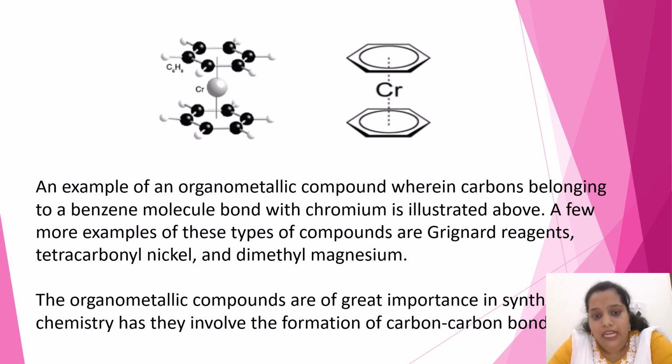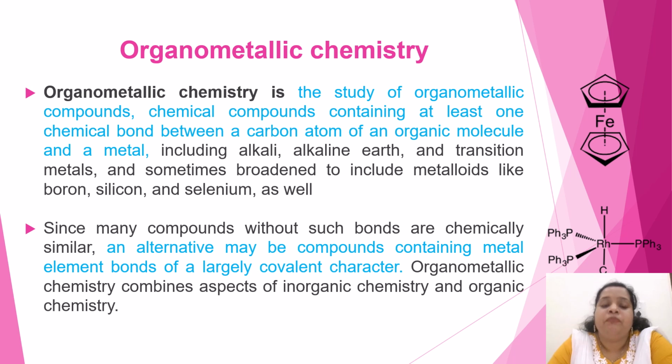Basically, these organometallic compounds are of great importance in synthetic chemistry as they involve the formation of carbon-carbon bonds along the metal. Organometallic chemistry is the study of these compounds, or chemical compounds containing at least one bond between a carbon atom of an organic molecule and a metal, including alkali or alkaline earth metals and also transition metals. Since many compounds without such bonds are chemically similar, an alternative definition is compounds containing metal-element bonds of largely covalent character. Organometallic chemistry combines aspects of inorganic chemistry along with organic chemistry.